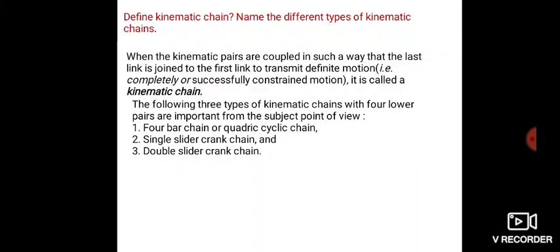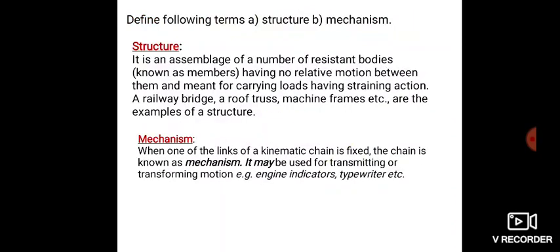Okay, from the first point to the last point, everything is interlinked, meaning the connection should be closed. With the help of that only, the kinematic chain is different. So the following are the three types of kinematic chains with four lower pairs: 4-bar chain mechanism, single slider crank chain and double slider crank chain. Okay, these are the important types of kinematic chains. So this may be asked for 5 marks.